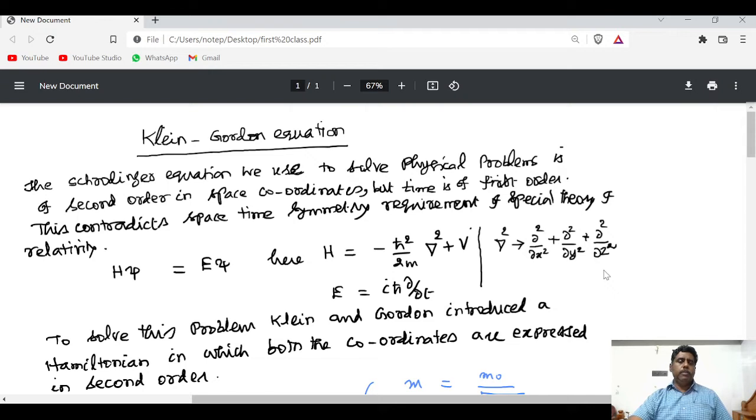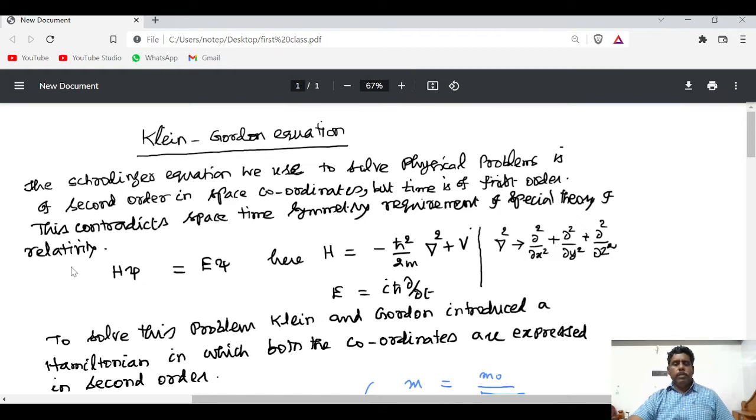So in this presentation, we have to talk about the Klein equation. The Schrodinger equation we use to solve physical problems is of second order in space coordinates, but time is of first order. This contradicts the space-time symmetry requirement of special theory of relativity.